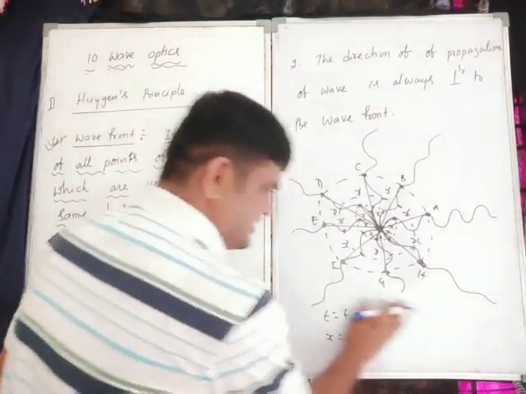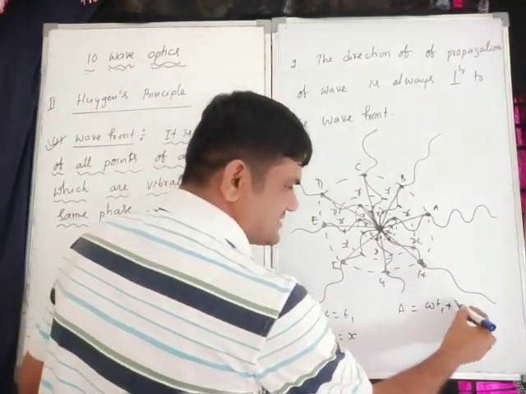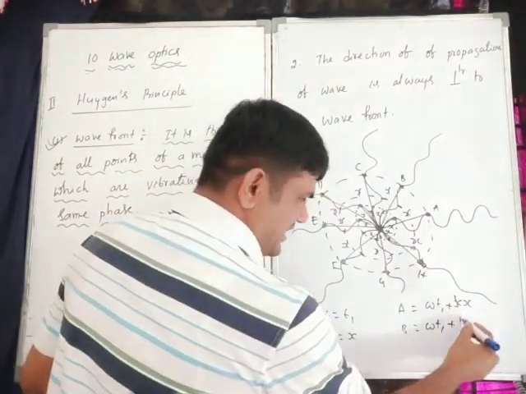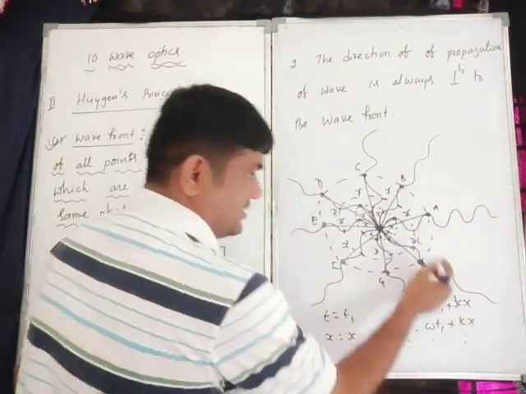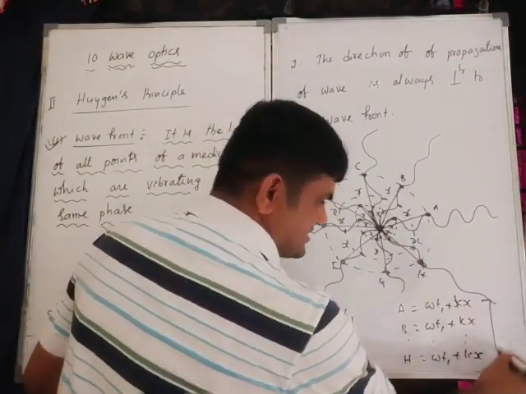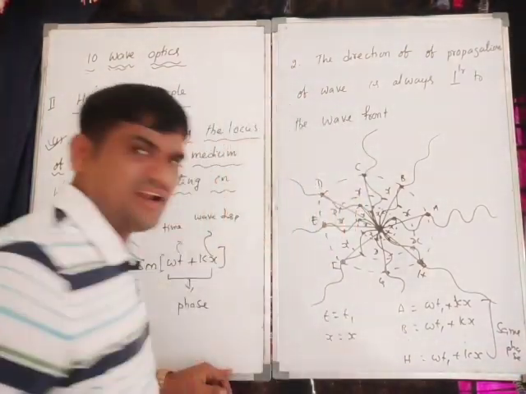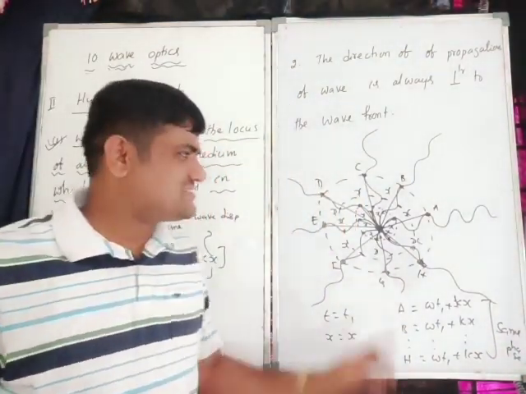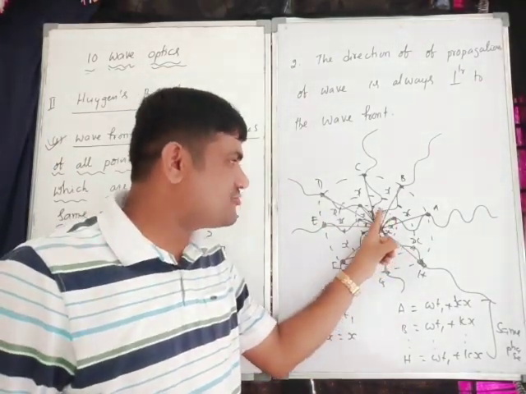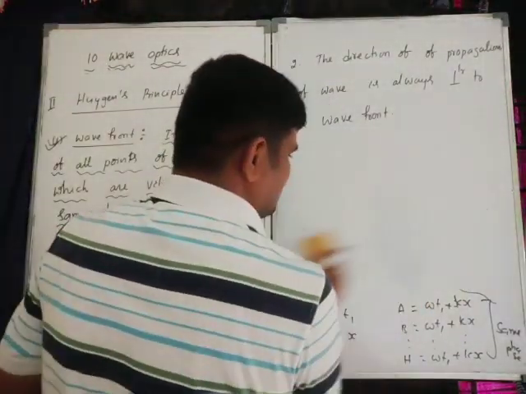Then phase at A is omega t1 plus kx. At B, omega t1 plus kx. At H, the final point, also omega t1 plus kx. That means these are all in the same phase. That is the meaning of same phase. That means we want to consider them in the same phase. One more example I will give you.